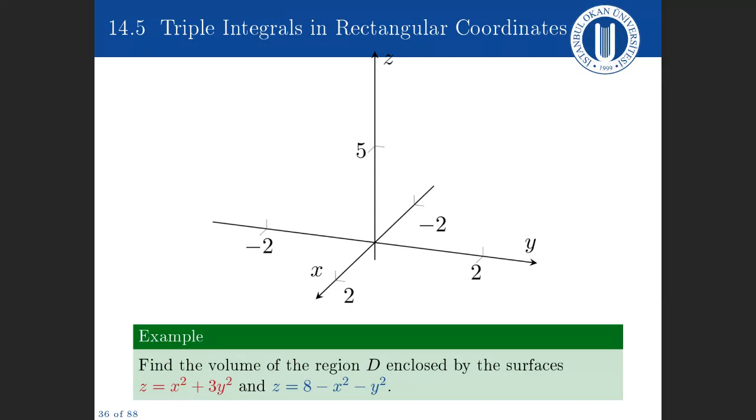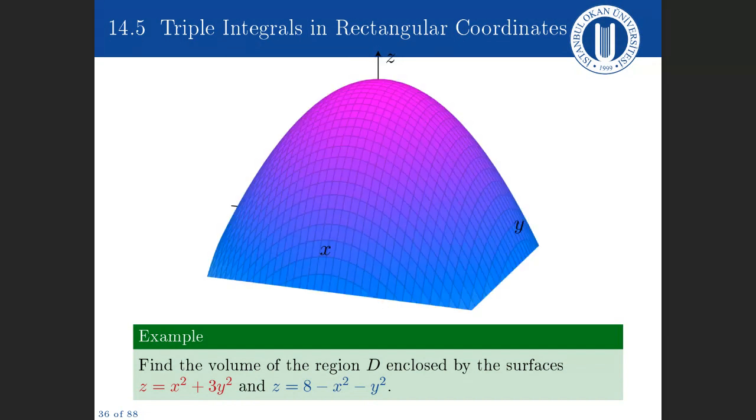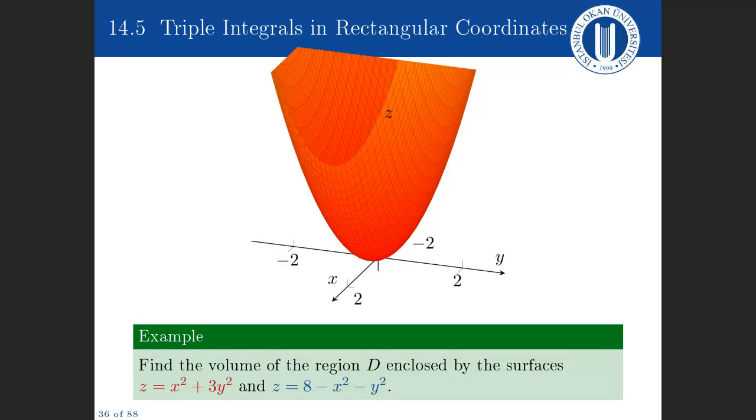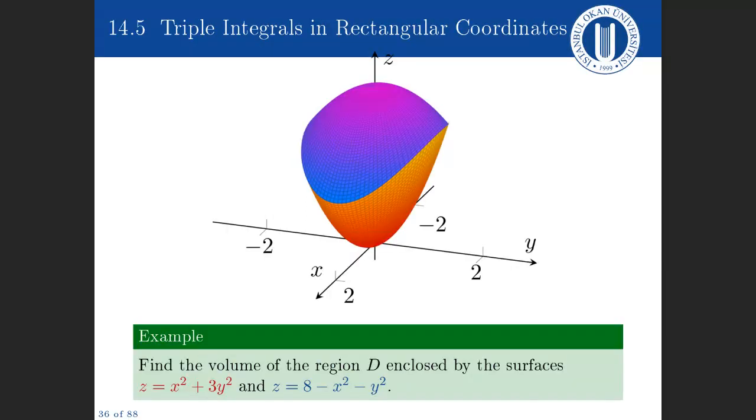Find the volume of the region D, which is enclosed by the surfaces z is equal to x squared plus 3y squared, and z is equal to 8 minus x squared minus y squared. Well, first of all, this is the blue surface, and this is the red one. We want the region which is enclosed by these two surfaces. So we want something which looks like this. Find the volume of this.